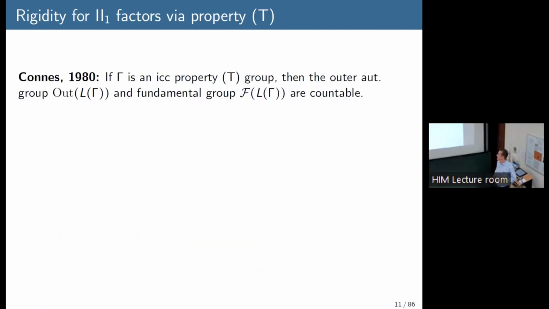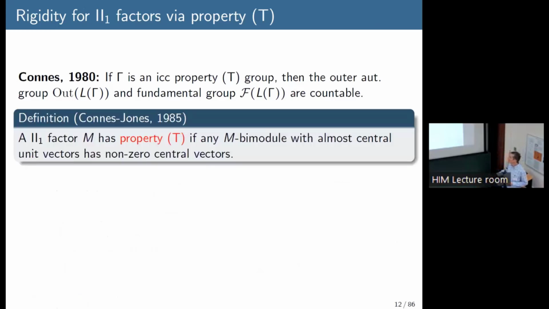Before going further, let me recall that Connes discovered that property T is useful in operator algebras by showing that if you have an ICC property T group, you cannot necessarily compute the outer and the fundamental group of L(Γ), but at least you can see that they are countable. A few years later, Connes together with Jones defined the notion of property T for von Neumann algebras, which says that any M-bimodule with almost central vectors will have a non-zero central vector.